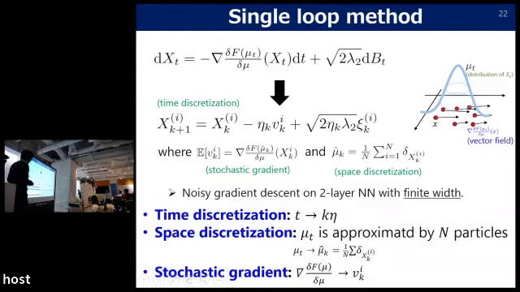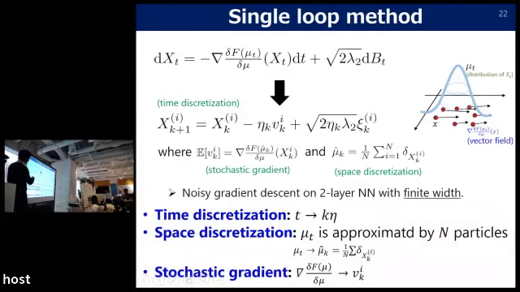So this is the mean field dynamics. First we want to discretize the time. Because this is a continuous time dynamics, we take the time discretization like this. This is our Euler-Maruyama scheme. The distribution mu_t is approximated by finite particles, so we approximate the infinite neuron path by a finite neuron one. In addition, we approximate this gradient term by a stochastic gradient. For example, if you are using big data, we can use a mini-batch gradient. Here, eta_k is a step size.